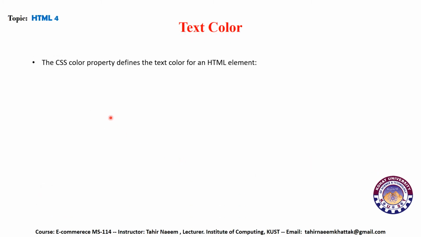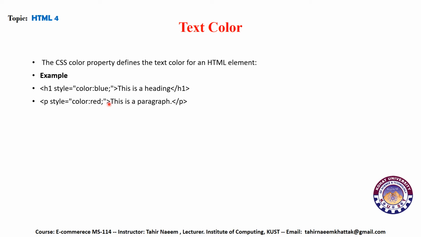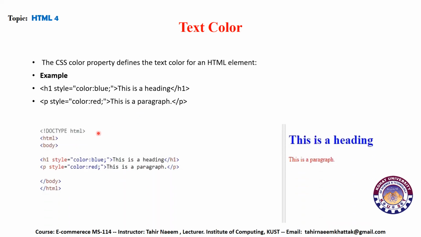Color. The CSS color property defines the text color for an HTML element. Here is the example. H1 style equal color is equal to blue. This is heading 1. So here this text I have turned into blue. Here P style color is equal to red. This is paragraph and I have turned this color into red. So here you can see the result for yourself.